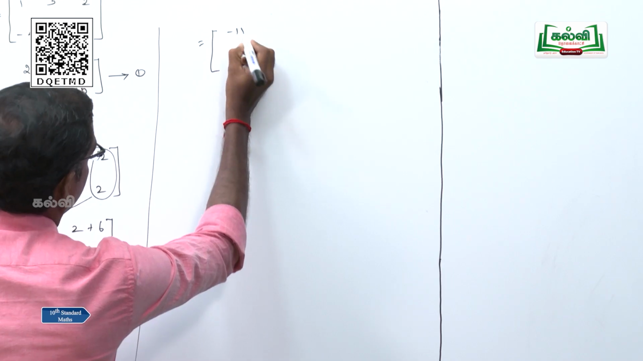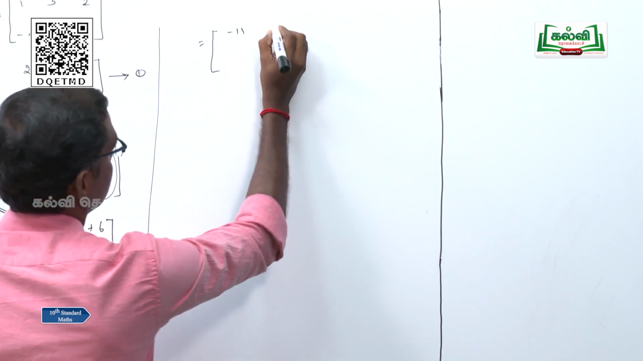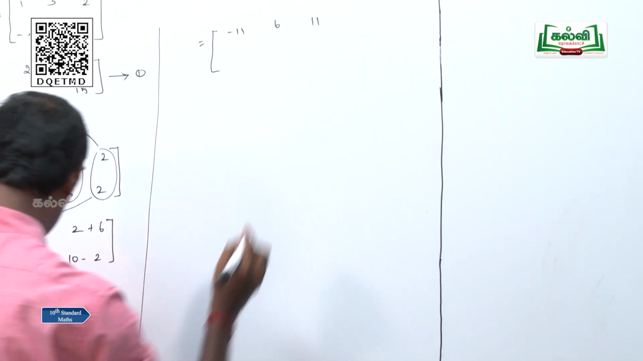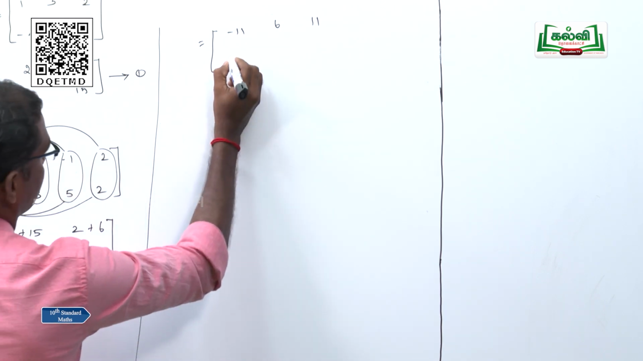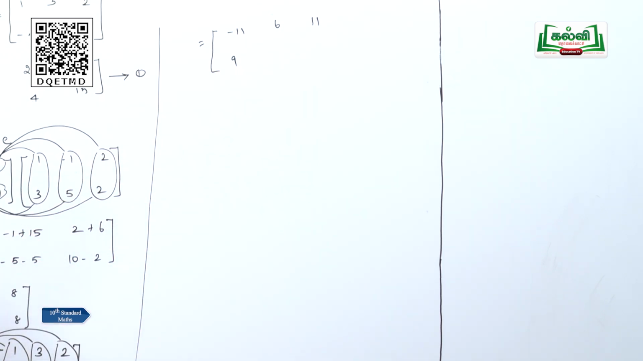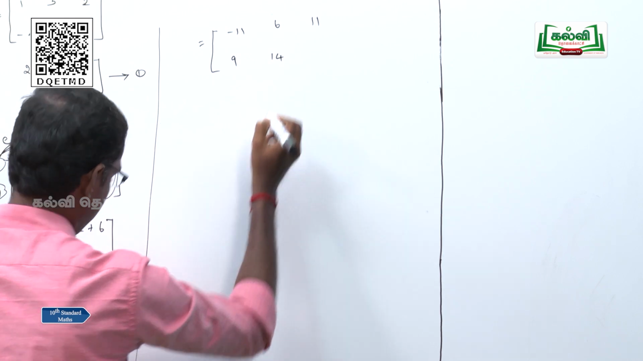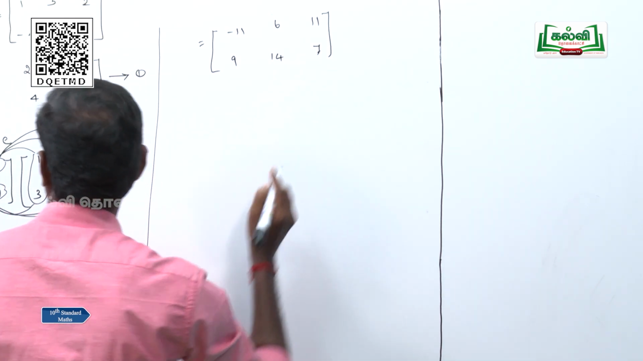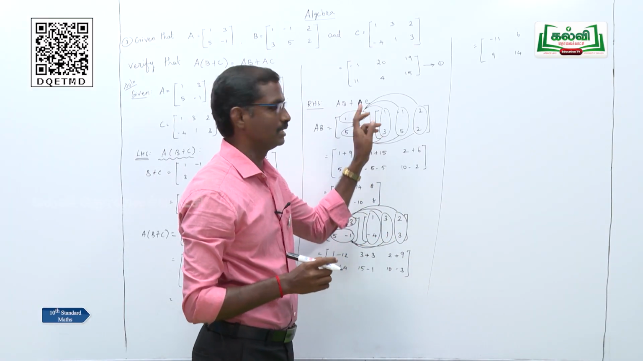Minus 11, next one 6, next one 2 plus 9, 11, 5 plus 4, 9, 15 minus 1, 14, 10 minus 3, 7. What's our requirement? AB plus AC.